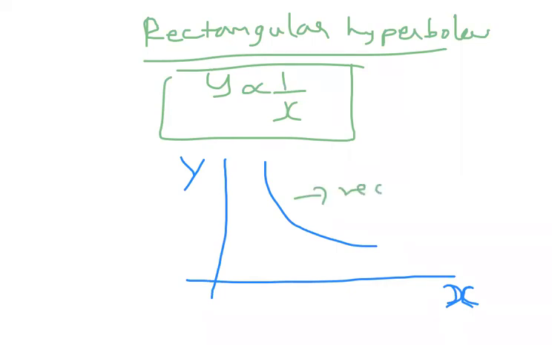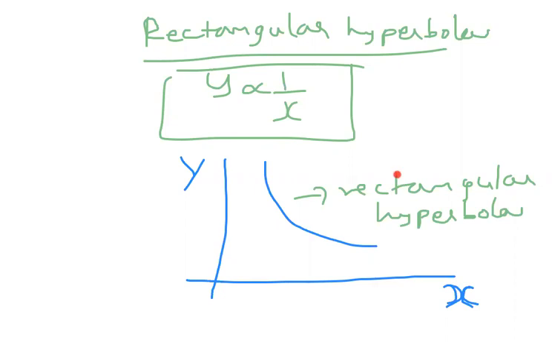The shape indicates rectangular hyperbola. Very simple. Inverse relation you are finding here. The y-axis term and x-axis term are inversely related. Then for such types of graphs, we get the shape in this way. This is the shape for the graph we have drawn for y proportional to 1 by x condition, called rectangular hyperbola.